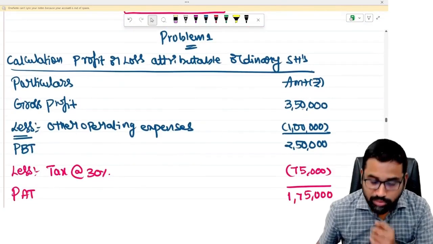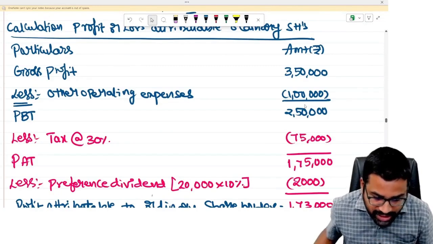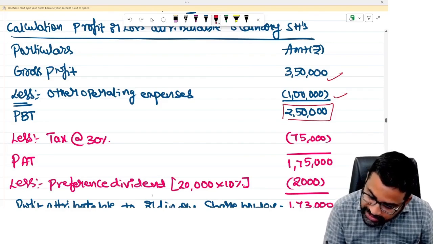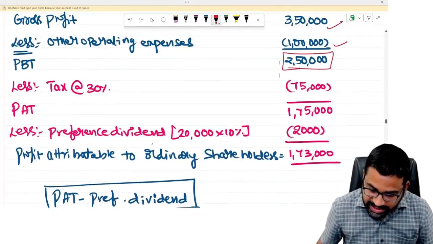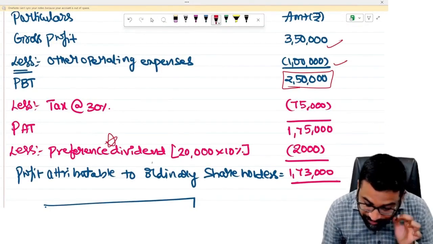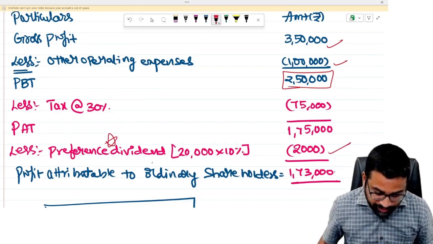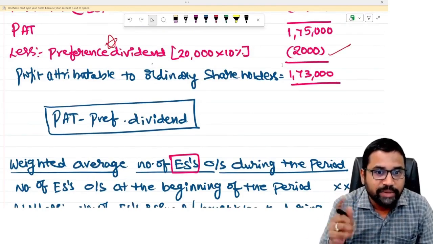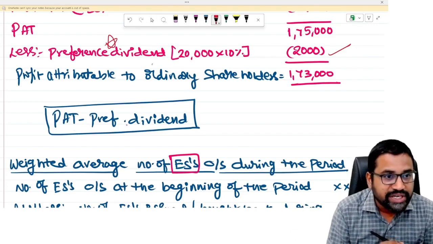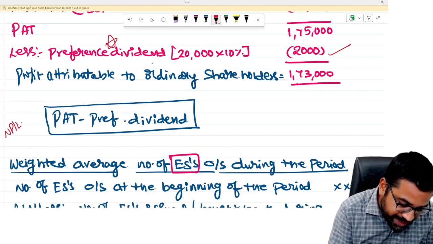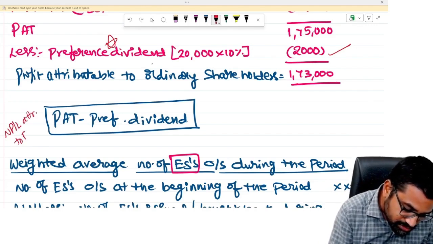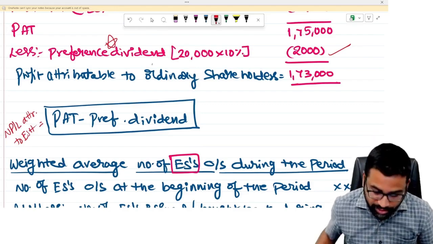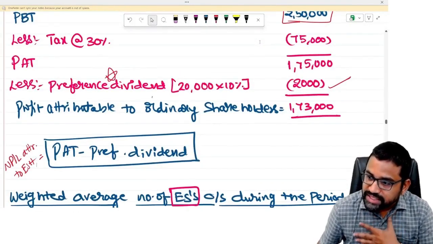Okay, now there is a problem also. Suppose for example in the question they have given the gross profit. Take gross profit, less any other operating expenses, then you will get profit before tax of 2,50,000. From that you reduce tax 75,000. From that you need to reduce what? Preference dividend. Then you will get profit attributable to ordinary shareholders. So what is the simple calculation? PAT minus preference dividend. You remember this. PAT minus preference dividend is what? Net profit or loss attributable to equity shareholders. Very simple now.